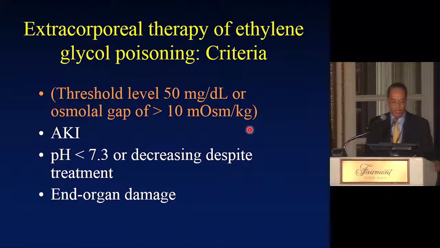And then in terms of hemodialysis, there are some well-recognized indications. Clearly, if patients have acute kidney injury, not only to treat the uremia, but also because they're unable to excrete either the ethylene glycol or the acids, and so you'd need to do dialysis. Obviously, if acidemia is refractory or getting worse, or if they have end organ damage. Barring all of these, if you want an actual level at which you should dialyze, many authorities think an ethylene glycol level of 50 or an elevated osmolar gap of greater than 10 should get dialyzed.